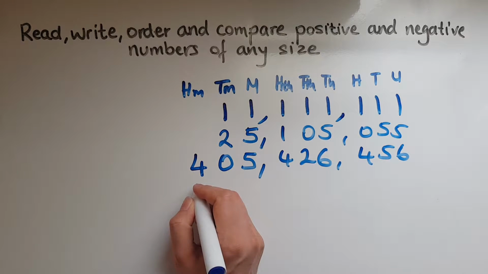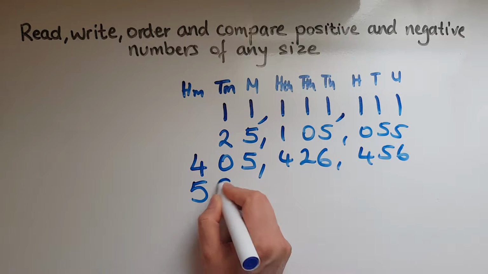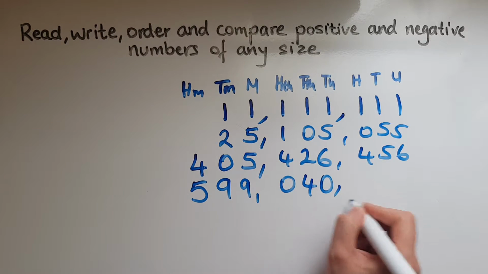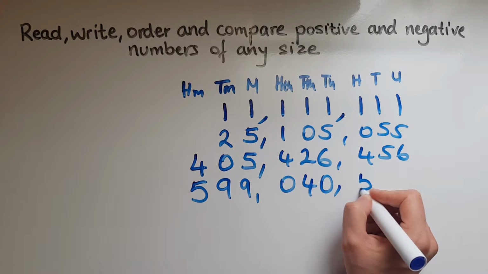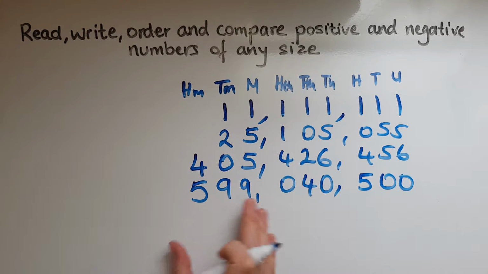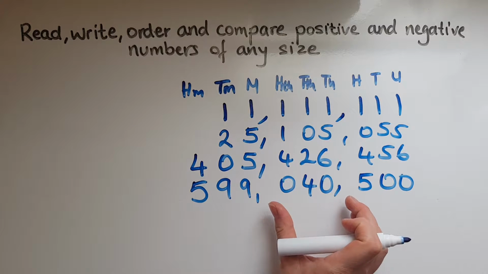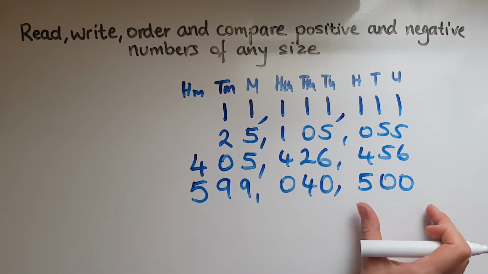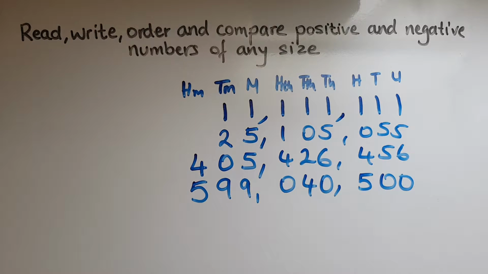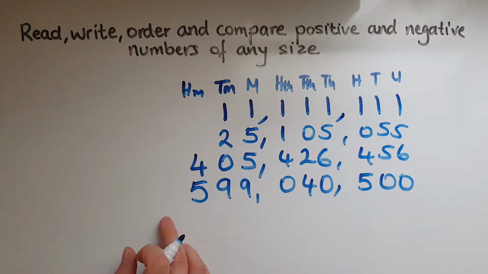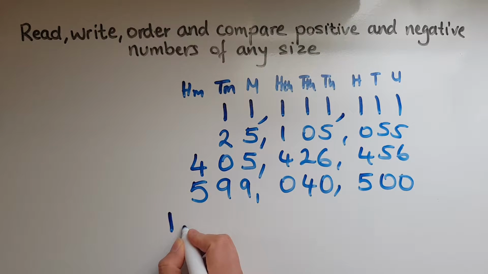So something very similar to this, then it would be, this would be read as 599,040,500. So we separate them to help us read the numbers in blocks of 3. So it's time now, if I add another digit, to put another comma in there. So let's say I have this number.